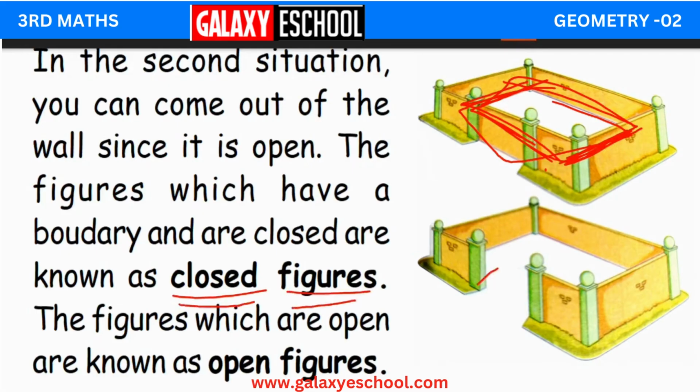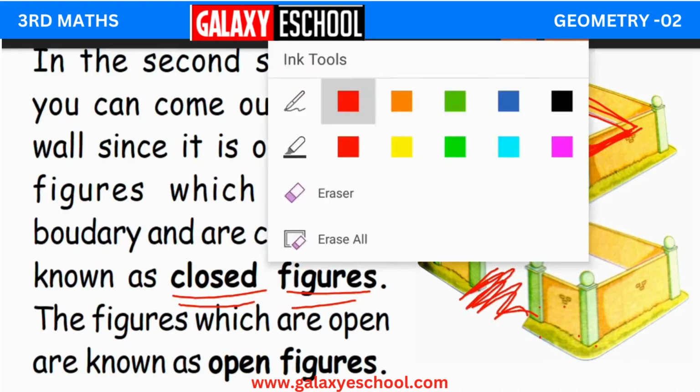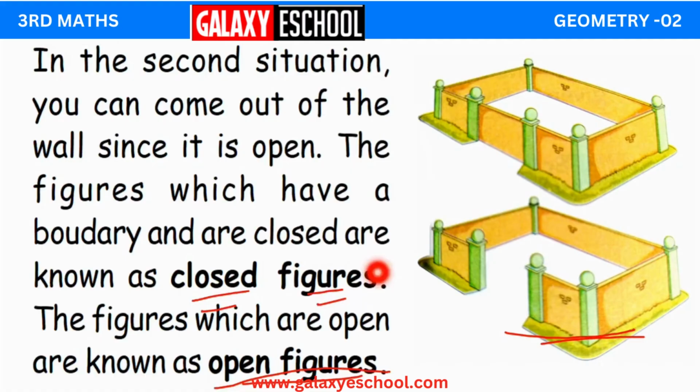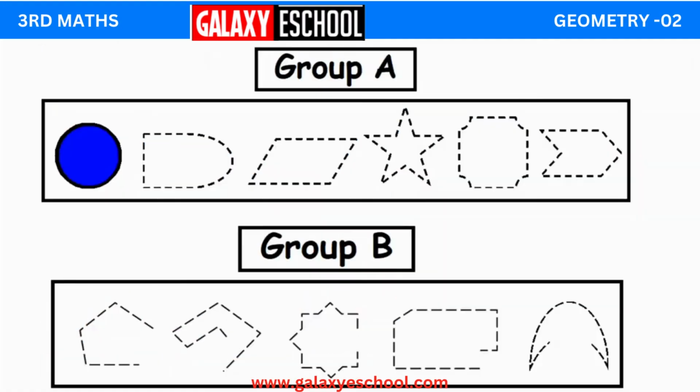When we come to the figures which are open, for example, our second one here, it is open from here. Yes, it is not completely closed. So such figures are called open figures. The name says it all. If it is closed, it will be a closed figure. If it is open, it will be an open figure.